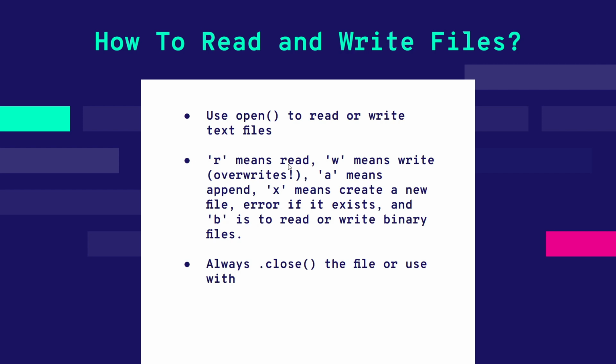The letter R means read, the letter W means write. But be careful because it overwrites existing stuff that's in the text file. The letter A, however, means append, which basically just adds whatever you're trying to add into the text file. It won't overwrite anything. The letter X, you probably won't use much of this, but it's good to know. X basically means you create a new file. There'll be an error if the file already exists.